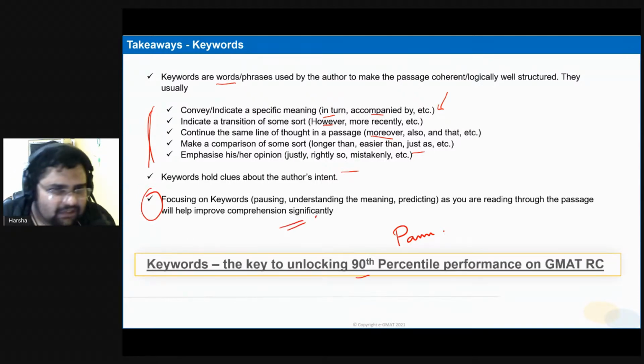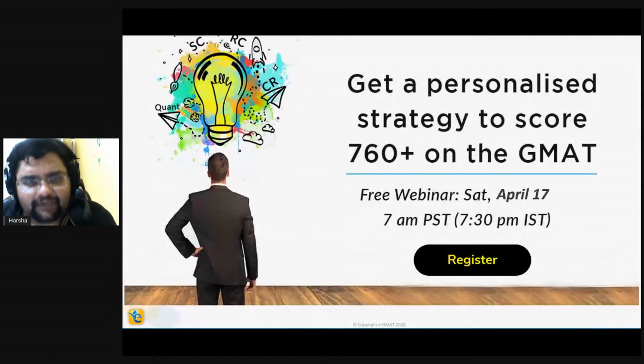Getting a 90th percentile is not that difficult also. 90th or better, 95th, 96th, not that difficult. This is one of the key things that you should understand.